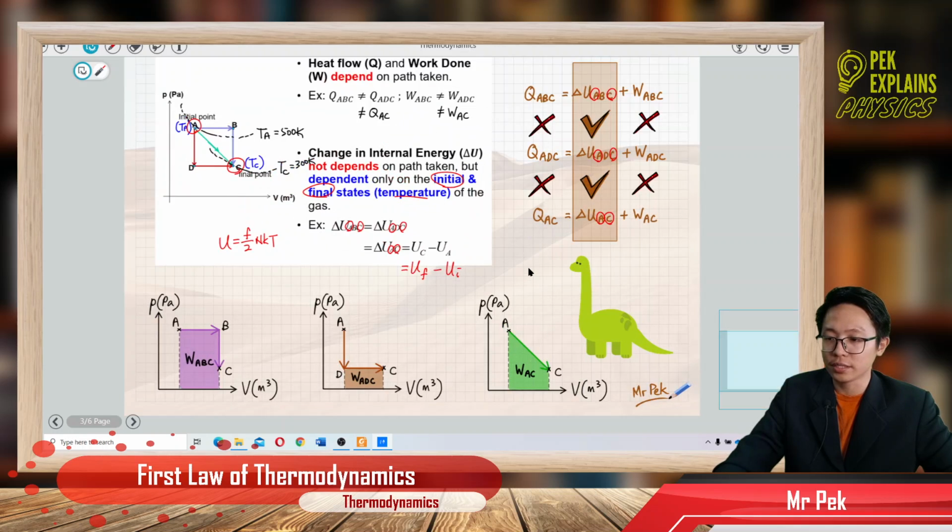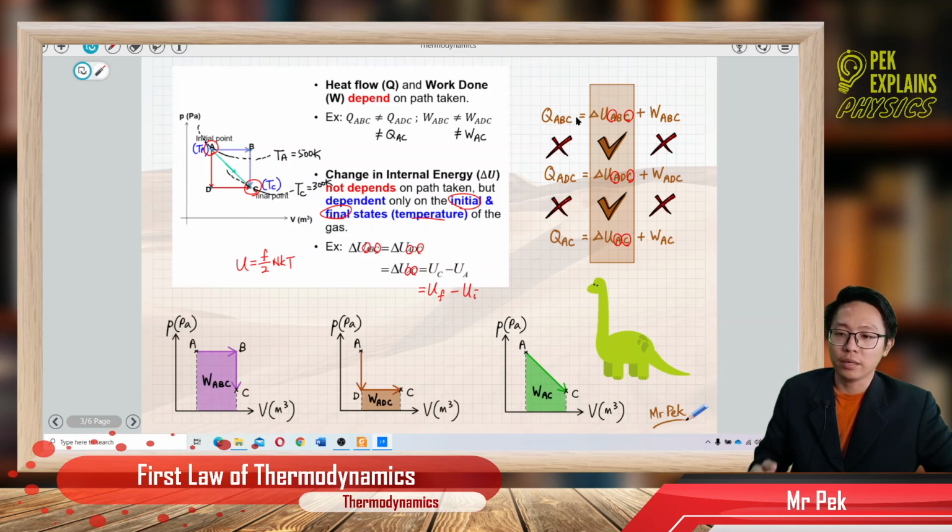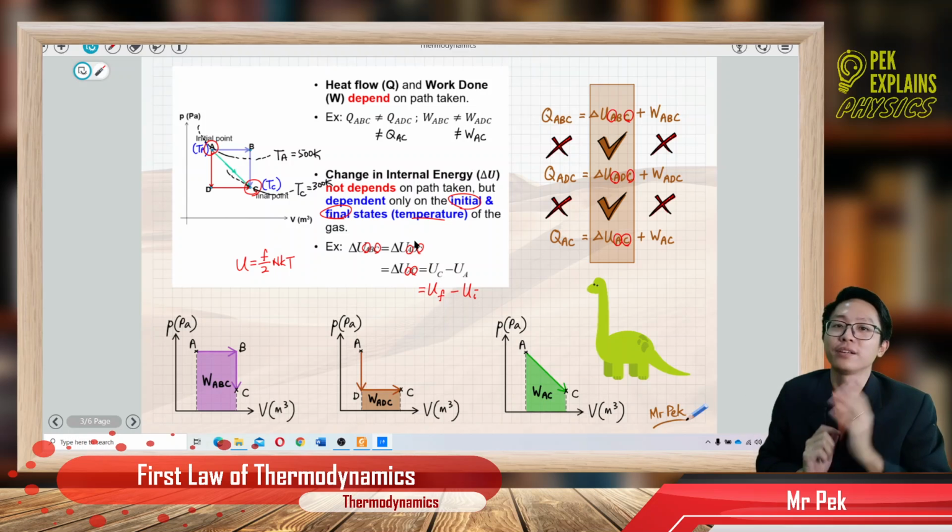So that's it for this concept. I hope you understand. Heat flow is not the same for all three paths because heat flow depends on work done. If work done is different for three different paths, the heat flow is also different. Only the change in internal energy is equal for all three paths. That's it for this part. Stay tuned for the fourth part of the videos.